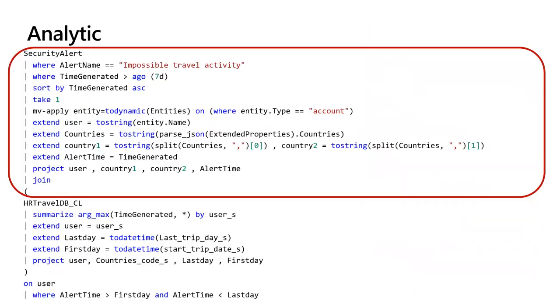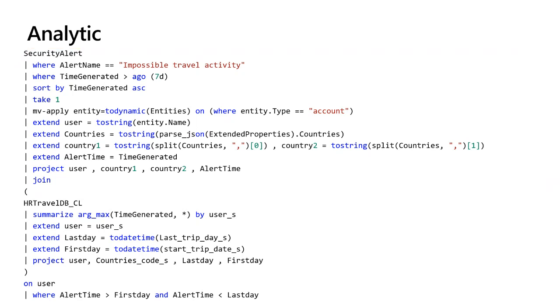So here's the analytic. We're going to start by looking at the security alert table. The security alert table contains all of the first party alerts that are triggering. That could be coming in from MCAS, Azure Security Center, MDATP, Azure ATP. Anything that's generating alerts and sending them to Sentinel will be stored in the security alerts table. So we're looking for impossible travel activity for the last 7 days. We're also going to be looking for the user, country 1, country 2, where they're going to, and what time. All that information is coming from the MCAS alert.